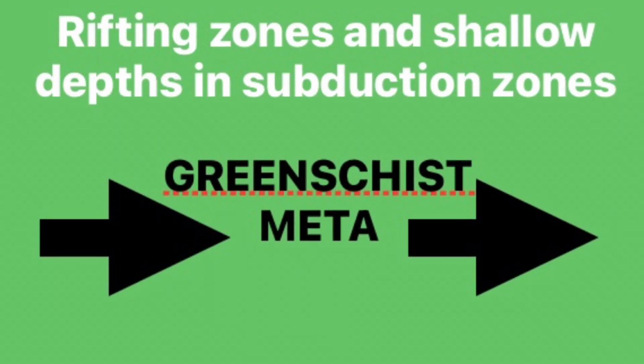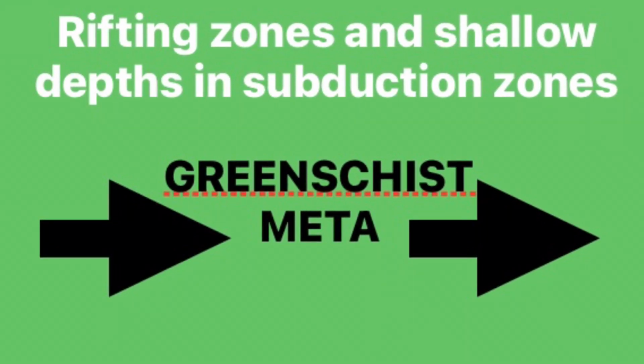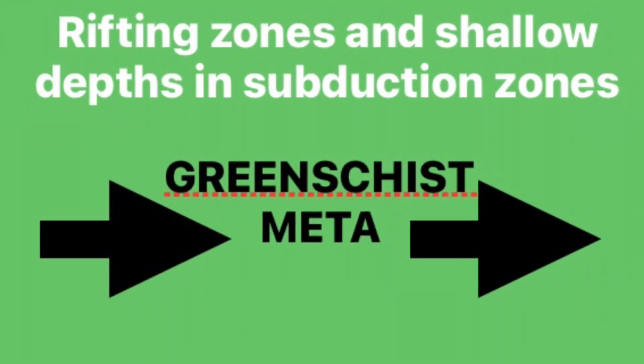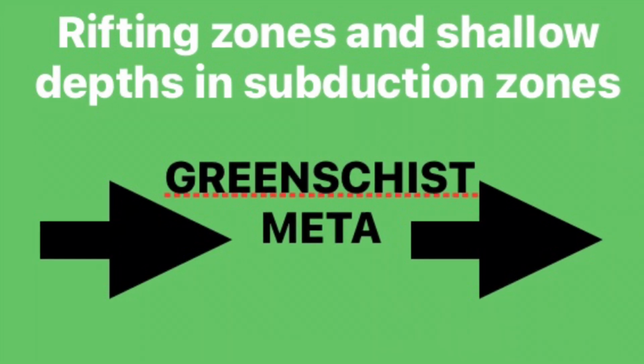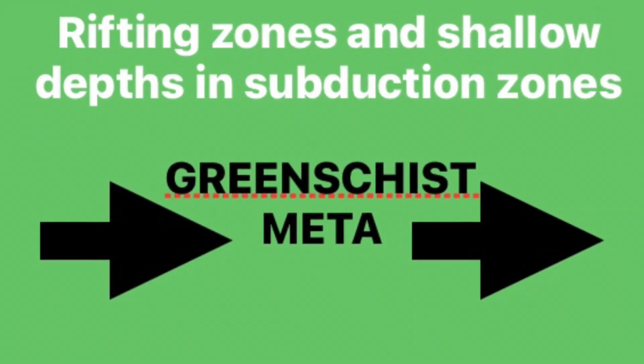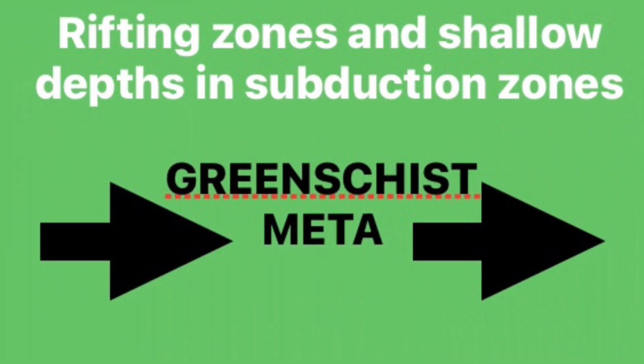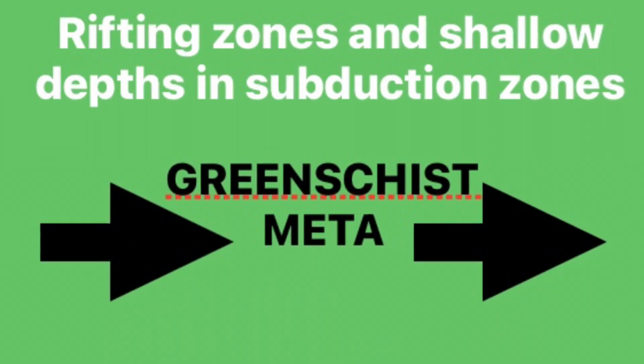Okay, we're talking Greenschist Facies metamorphism. You guys will remember that with Greenschist Facies metamorphism, temperature and pressure levels are relatively low, and water is usually very abundant.